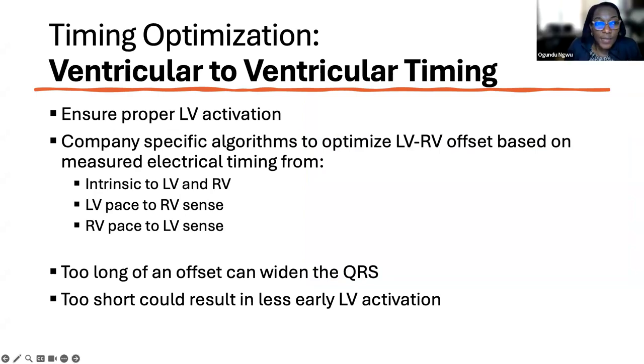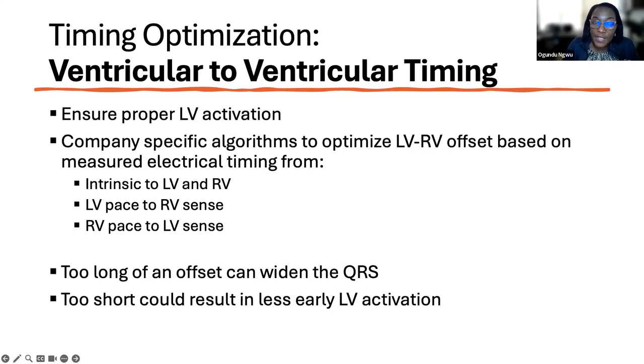So this is similar. Again, timing the optimization, the delay from the RV to the LV, just to make sure that you're maximizing it. So intrinsic LV to RV, you're looking at the electrograms, you already have your RV lead in and you have your LV lead. You can measure the timing in between, and then LV pacing to RV sense and vice versa. This just tells us how we can get to this area of the latest activation, because that's where you get your maximum.